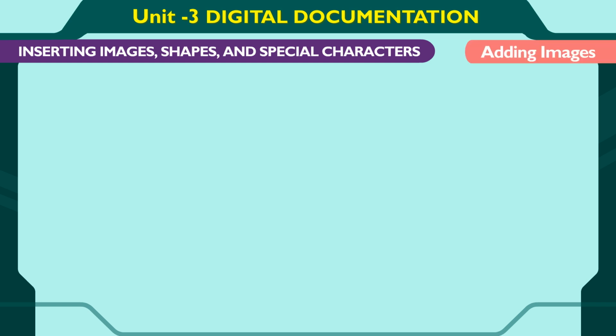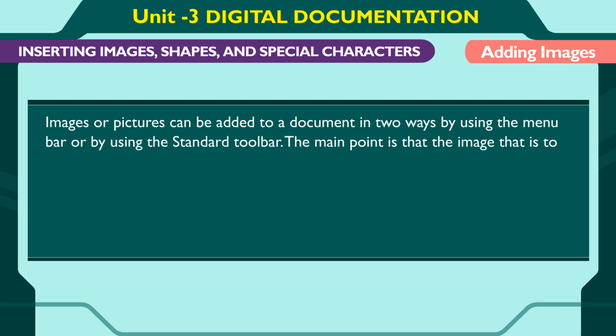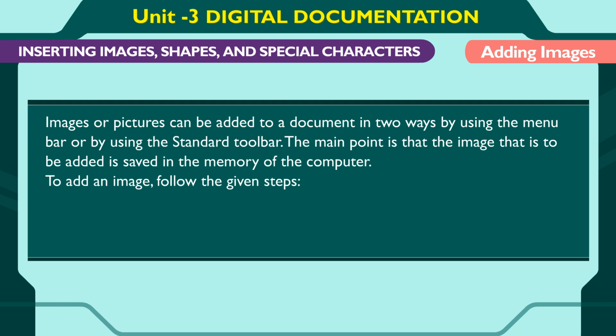Inserting images, shapes, and special characters. Writer allows us to add images, shapes, and special characters to a document. All these elements improve the look and feel of the document and make it more attractive. Let us add all these elements one by one to a document.